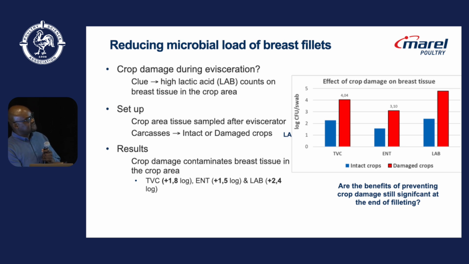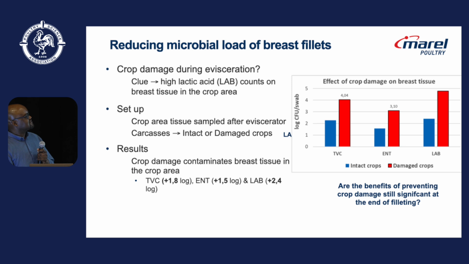And what we found, you can see in the graph on the right, is that indeed crop damage at the eviscerator was what was causing contamination of the tissue in that crop area. You can see that there's almost a 1.5 log increase for the Enterobacteriaceae, which are the ENTs. There's a 1.8 log increase for the total viable counts, and almost a 2.4 log increase for the lactic acid bacteria. Again, that's a marker of crop damage.